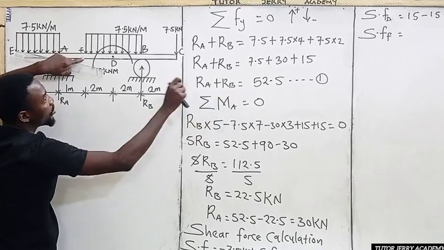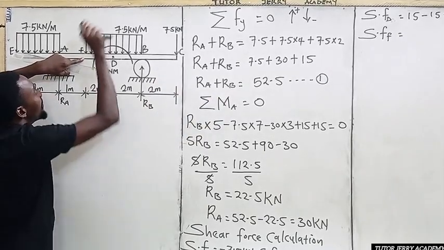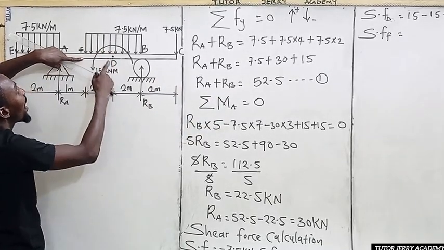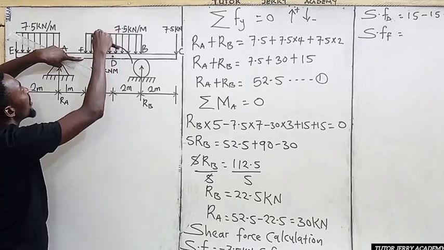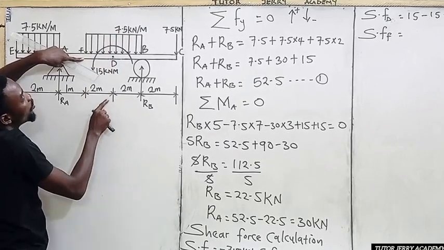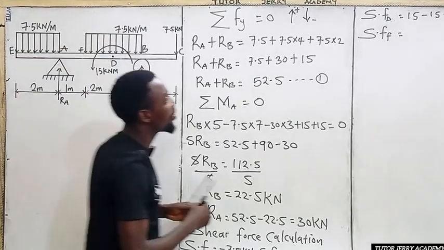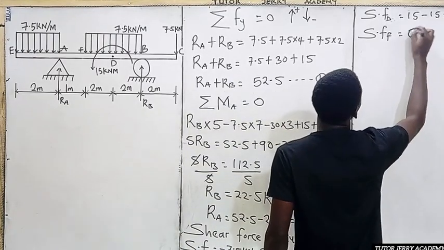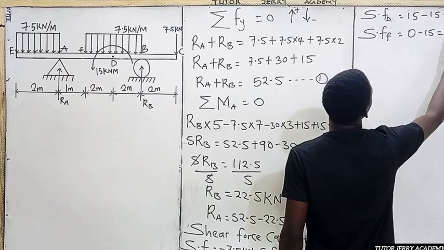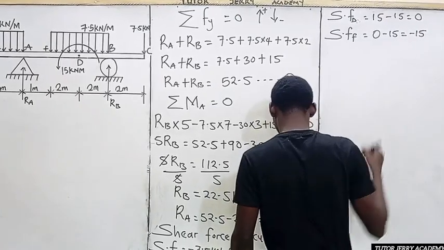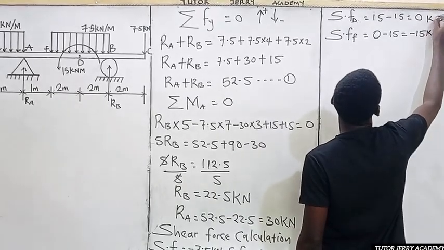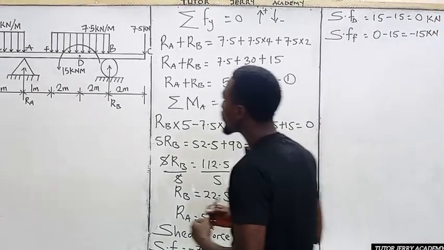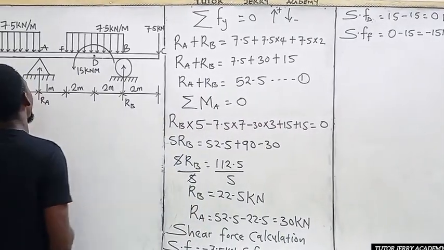Do you understand? So now 0 now minus what? Minus, we only have uniform distributed load between point D and F. So that is 7.5 multiplied by 2, which is going to give us what? 15. So we are going to have 0 minus 15 here, which is going to give us what? Minus 15. All right. So don't forget kilonewton. Kilonewton. All right. So now we are going to come to point A now.